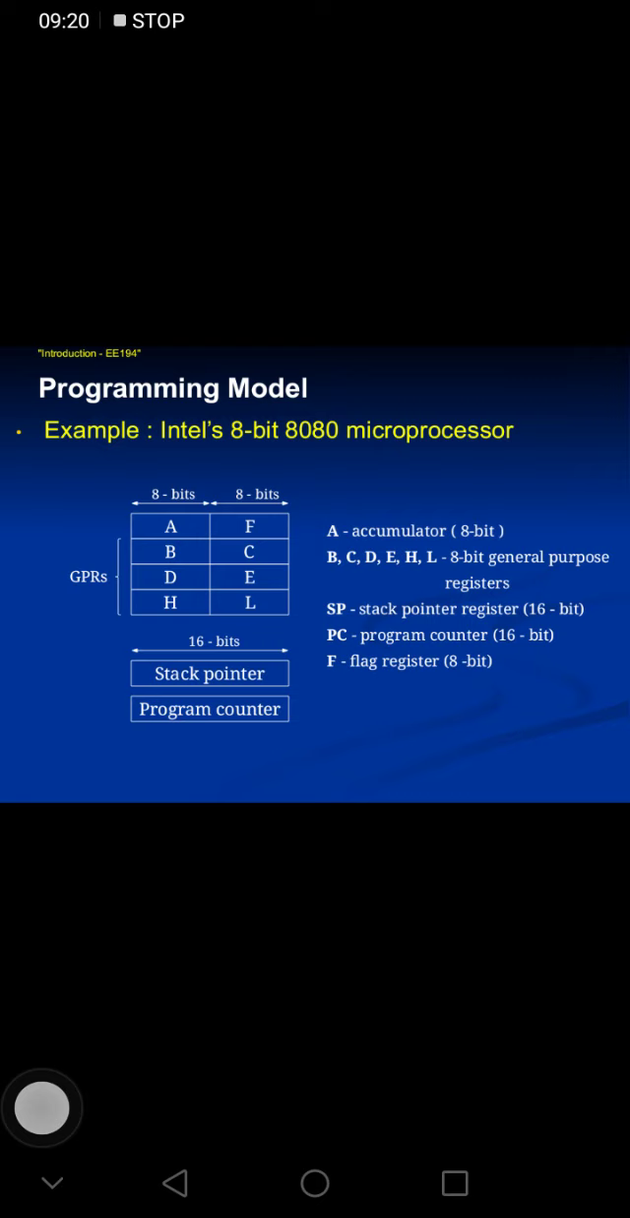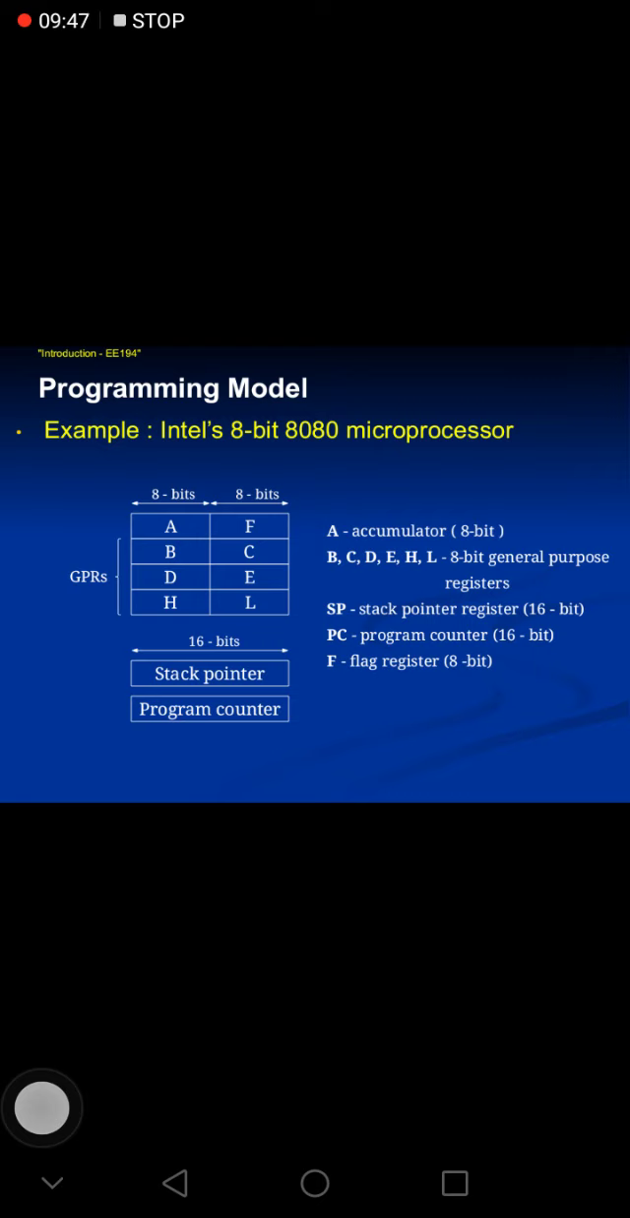So we have here programming model. No? Programming model, internal structure of the microprocessor, diagram of the internal registers and flags within the CPU. So example, this one here, no? Intel 8-bit 8080 microprocessor. So we have for example, yung A is accumulator yan siya. B, C, D, ito yung mga registers na tumatanggap ng data, no? Each of them are 8 bits. No? So we have here B, C, D, E, H, L, no? You have 8-bit general purpose registers, so kahit ano yun siya, pwede mong i-store dyan.